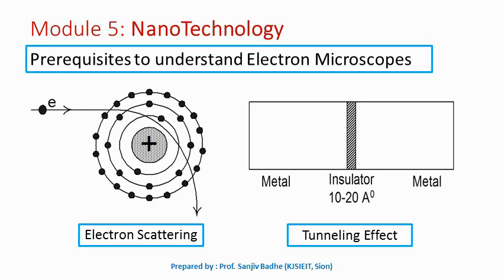This happens due to a quantum effect, and this effect is called the tunneling effect. So whenever the width of the insulating layer between the two metal layers becomes very small, of the order of 10 to 20 angstroms, electrons can cross that barrier and come on the other side.